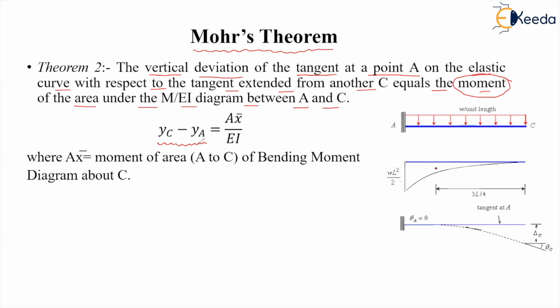So if you want to find the deformation between 2 points, this theorem gives the difference in the deformation between 2 points, say YC and YA, right? And how is this deformation obtained, what is YC and YA? You can choose any vertical line. Say I can choose a vertical line here like this. This is a reference line, right? You can choose anywhere.